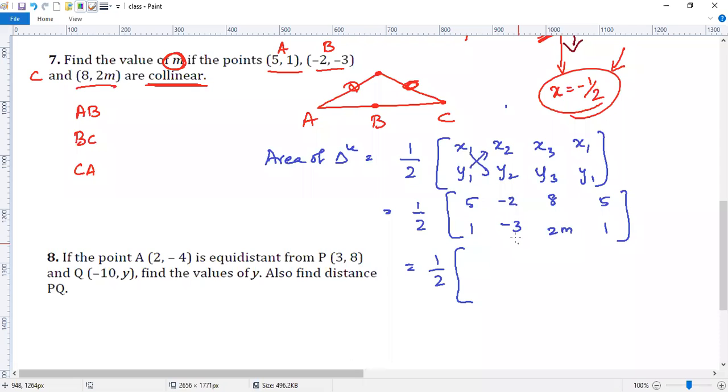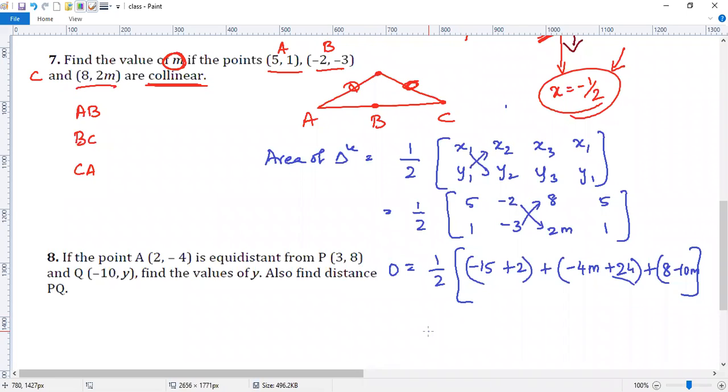So here it is 5 into minus 3 is minus 15. Then minus of minus 2 will be plus 2. Again plus, this one you have to multiply. What will be minus 2 into 2m? So that will be minus 4m. And then minus of minus, plus 24 you will get. Then plus. That way you have to proceed and then equate this area value to 0. 24 minus 20m. So once you simplify and equate it to 0, the value of m that we obtain is 19 by 14. So the answer that you have to find here, the value of m, is 19 by 14.